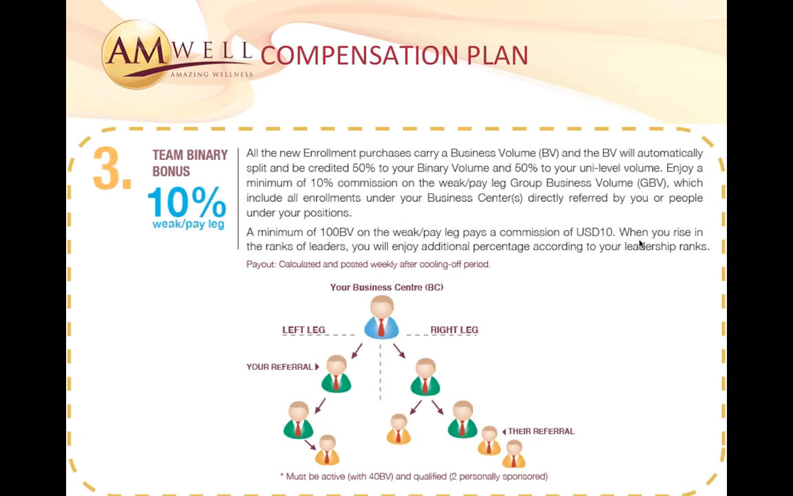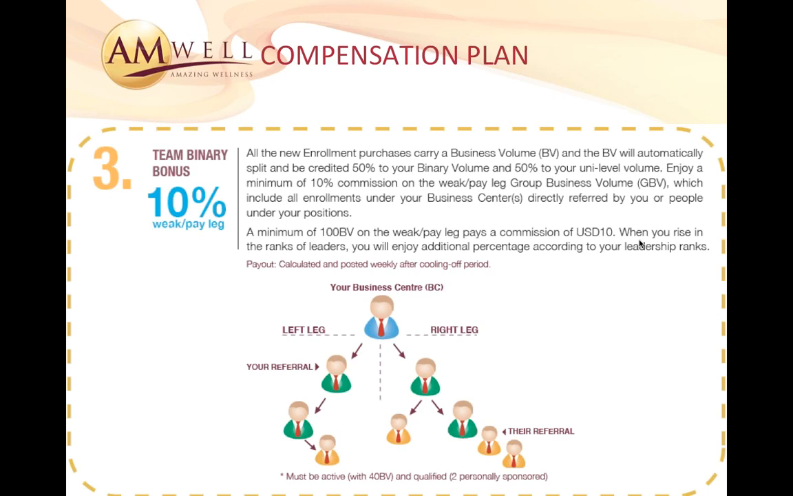So this is going on to the binary now. And as I mentioned earlier, all business volume on enrollment products are split 50-50. So the first half of it goes to the binary because it's paid weekly, and we'll explain that here. So binary is you'll enjoy a 10% commission on the weak or pay leg in group business volume, which includes all enrollments from your business centers directly referred by you or the people under your positions.